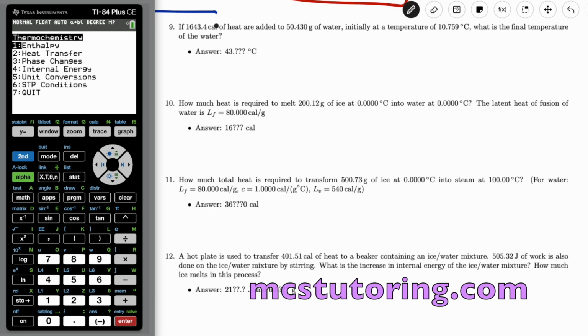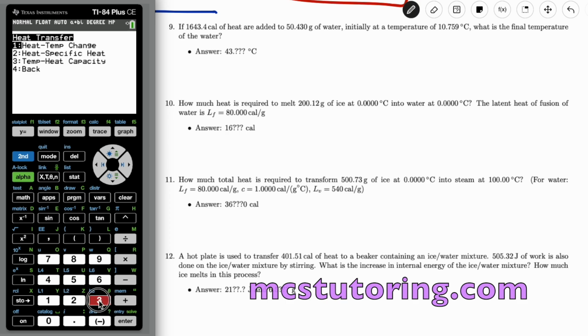Okay, first one: if 1,643.4 calories of heat are added to 50.430 grams of water, initially at a temperature of 10.759 degrees Celsius, what's the final temperature of the water? So what we're going to do is go to heat transfer because we're adding heat to something. And then we're going to go to temp heat capacity.